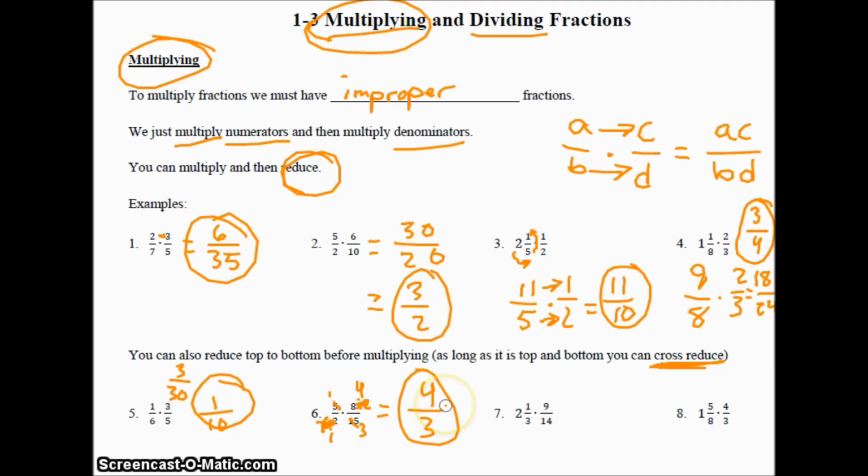So go ahead, figure out 7 and 8. Remember to figure out what the improper fractions are. We always have improper fractions first, and then we can simplify. Go for it.